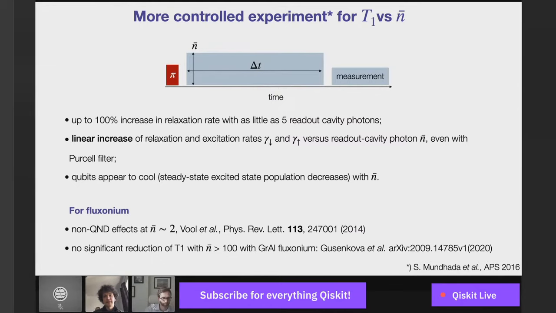And I'd like to say that this is not only the case for transmons or transmon-like degrees of freedom, which are weakly anharmonic, but it can also happen for fluxonium. So also at Yale, non-QND effects in fluxonium were seen at photon numbers of order 1 or 2, which is this paper. But more recently, in fluxonium, there has been a very interesting experiment, which seems to show no significant reduction of T1 with photon numbers in excess of 100. And this is with granular aluminum fluxonium qubits made in Karlsruhe, in Yuan Pop's group.